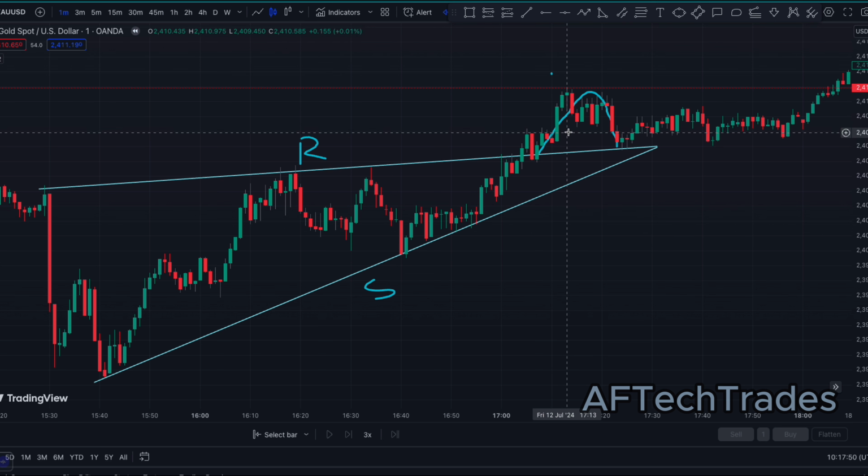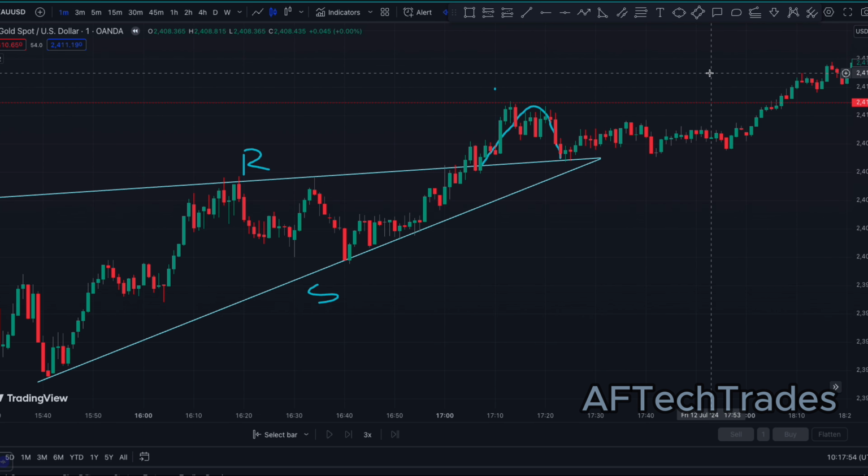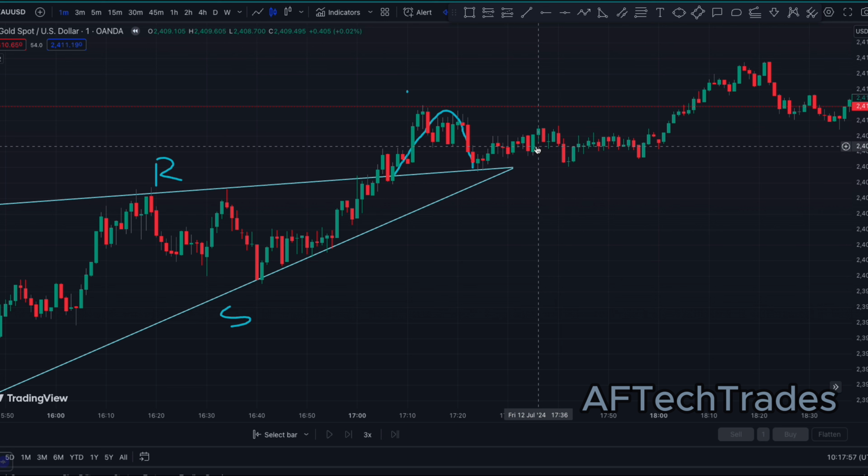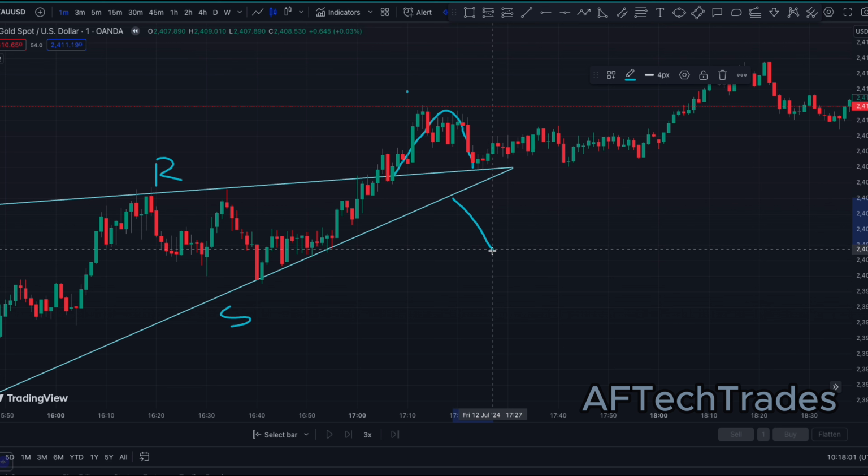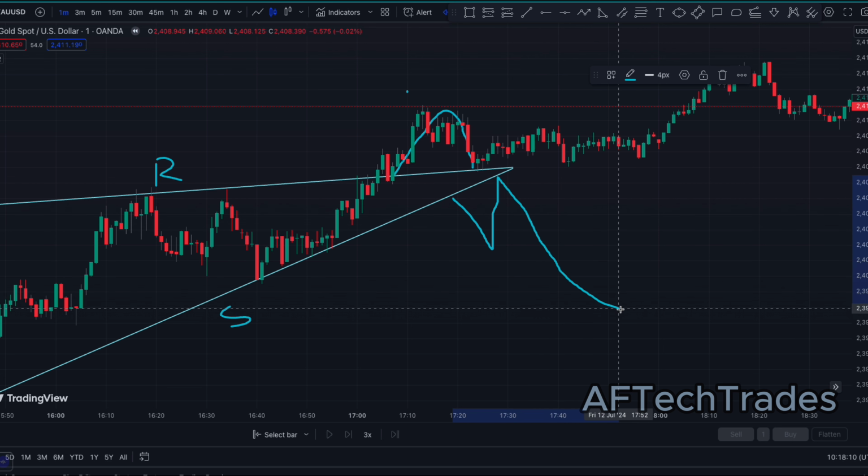If it breaks up and after a retest, it means you'll be going for a long position. That is, you'll be going for a buy, right? But if it breaks down instead of up, then it goes back for a retest. So what will you be expecting? You'll be expecting it to continue going down. So in this case, it means you'll be going for a short position. I hope this is clear. This strategy is very simple.